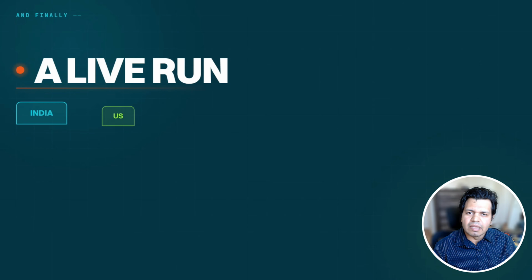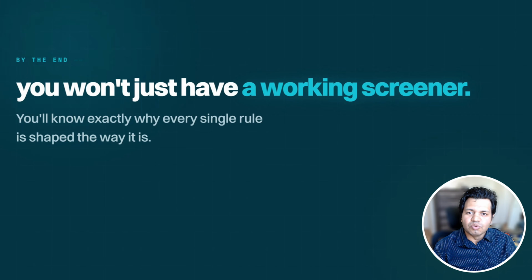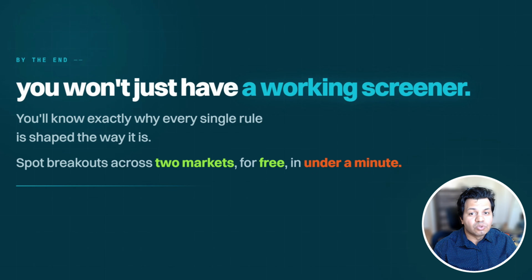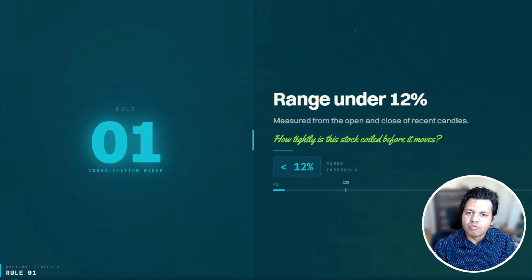And finally, a live run. India tab, USA tab, real breakout charts, real results. By the end, you won't just have a working screener, you will know exactly why every single rule is shaped the way it is. And you will be able to spot breakouts across 2 markets in under a minute. So now let's move on to the rules.